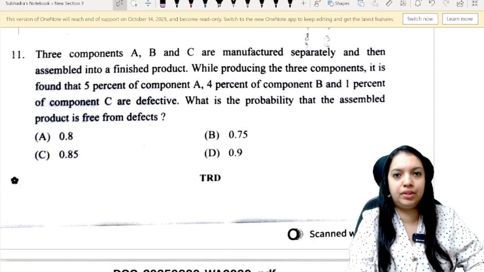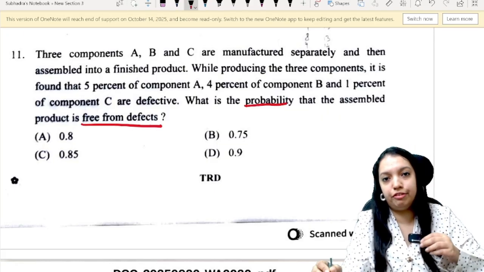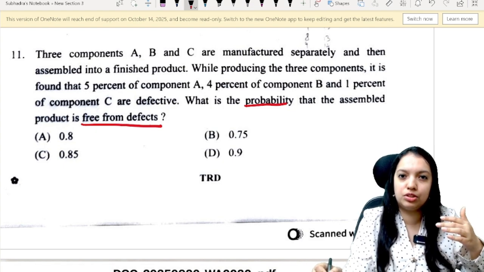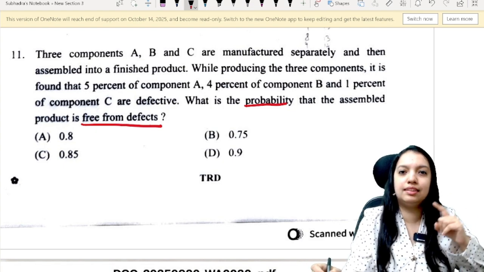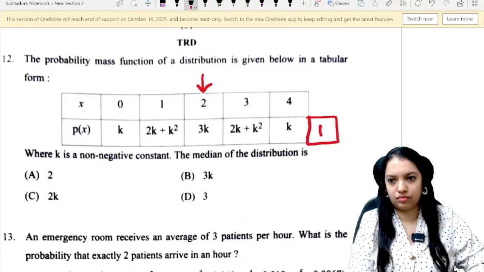Next question is from the theoretical distribution chapter. They are asking you to calculate probability that the products are free from defects. Defects is ideally a Poisson distribution question. You can also calculate this using binomial distribution. I'll discuss the detailed answer in the next video, but the answer is 0.9.